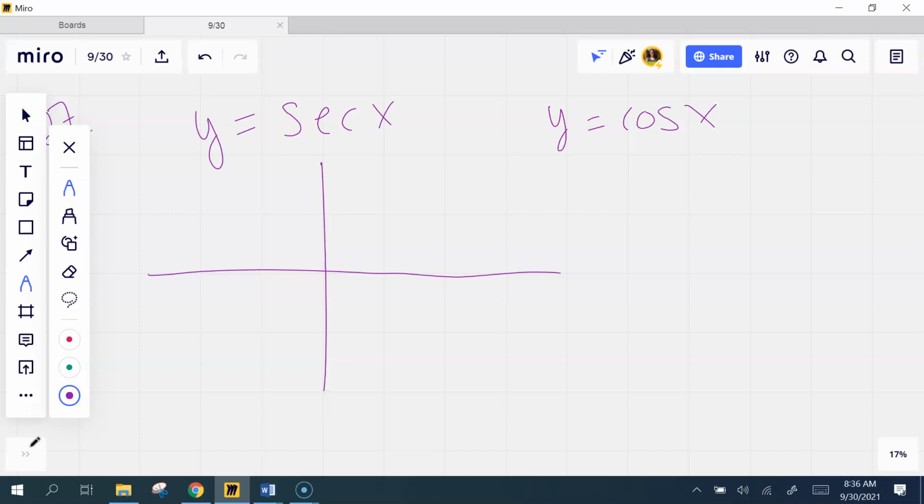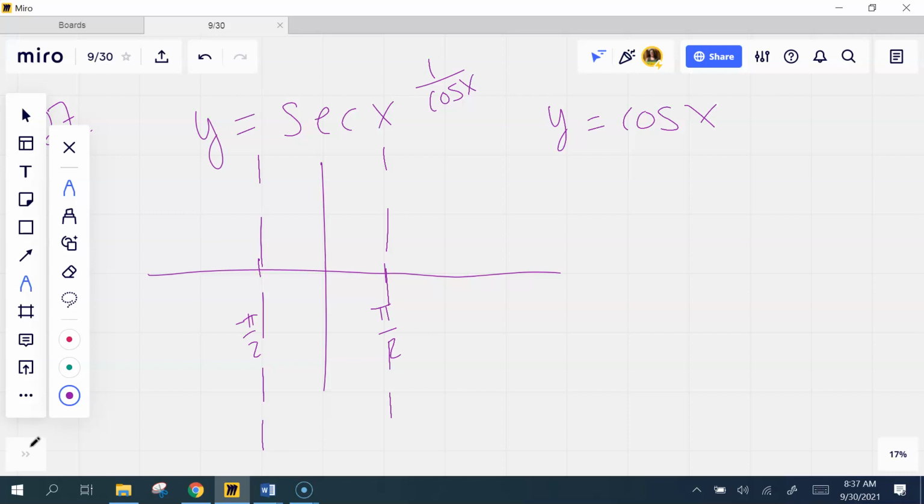What is secant again? That's 1 over cosine. So first, where is that undefined? It's undefined everywhere cosine is 0. Where is cosine 0? At pi over 2, at the top of the unit circle, and at the bottom, 3 pi over 2. I'm just going to do this middle section here.